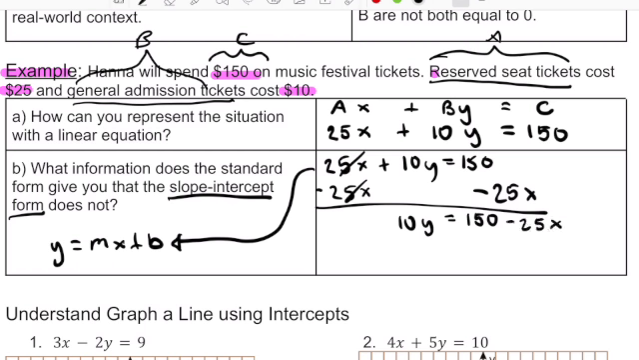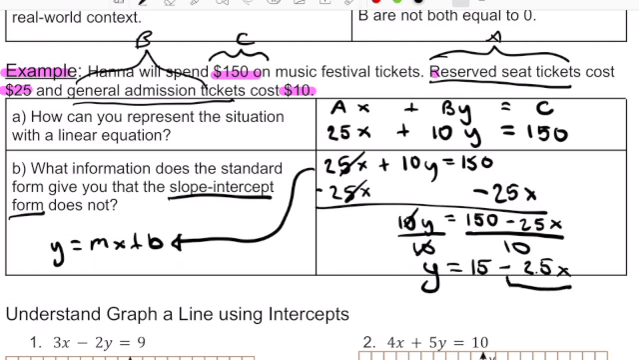We also need to take out the 10 on 10y, so we need to divide, and we'll need to do that on the other side also. So the 10s cancel each other out, and we end up with 150 divided by 10 is 15, minus 25 divided by 10 is 2.5x. We can also rearrange this and say y is equal to minus 2.5x plus 15. And that's our slope-intercept form.